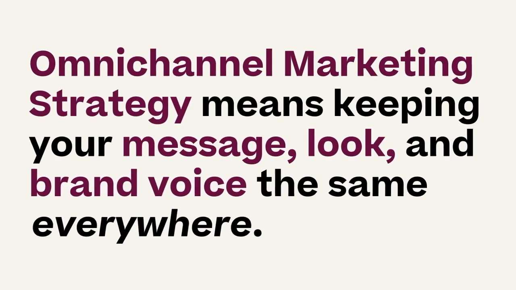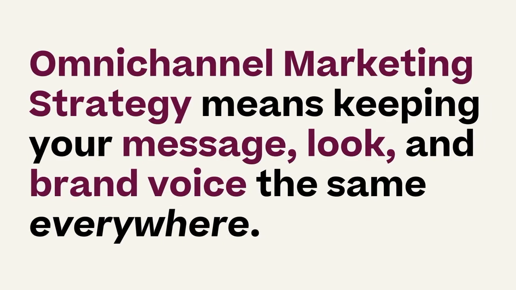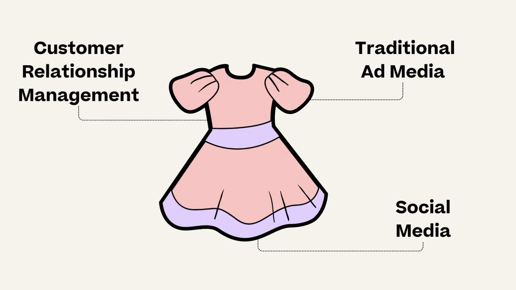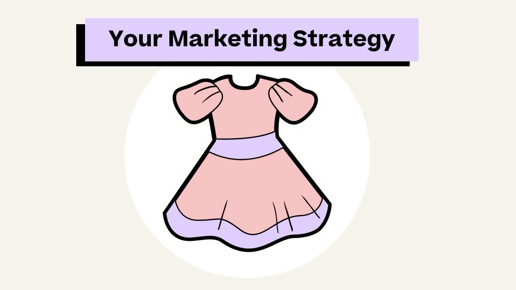An omnichannel marketing strategy, in simple terms, means keeping your message, look, and brand voice the same everywhere. Whether that's on social media like Twitter and Facebook, your own brand website, or any device your audience might be using. Think of it like sewing together a dress where each marketing vertical is a section of that dress. Your traditional ad media may be the sleeves, your social is the skirt, and CRM the top of the dress. Each component has value, and when you sew them together, you get one cohesive and complete dress, or marketing strategy.